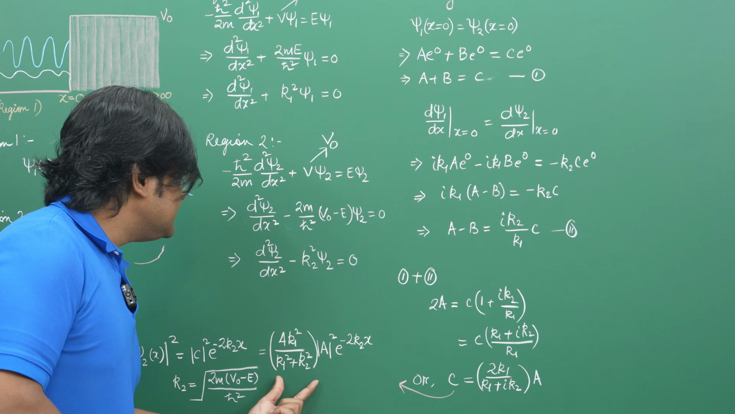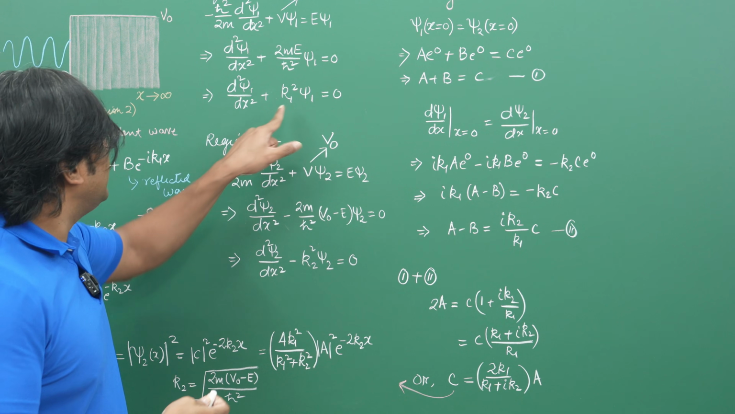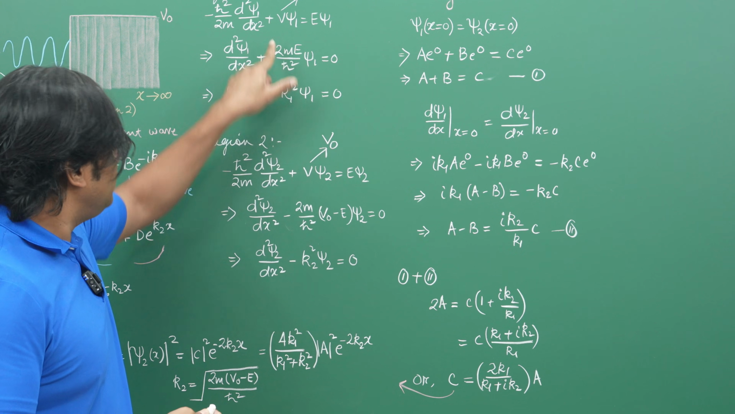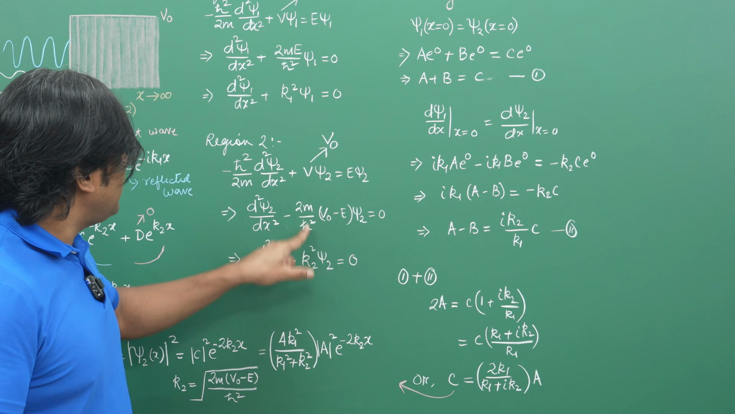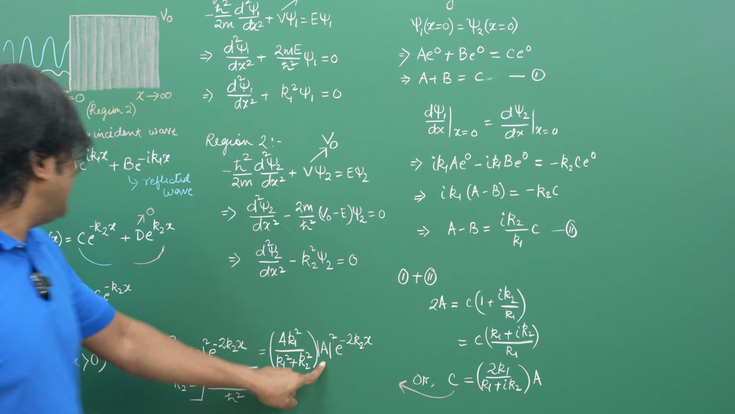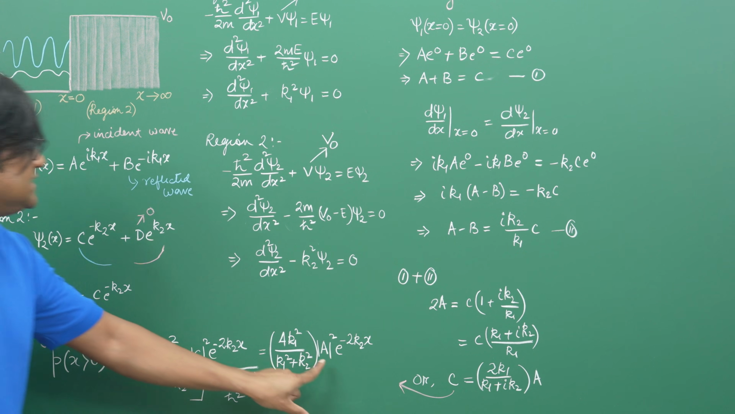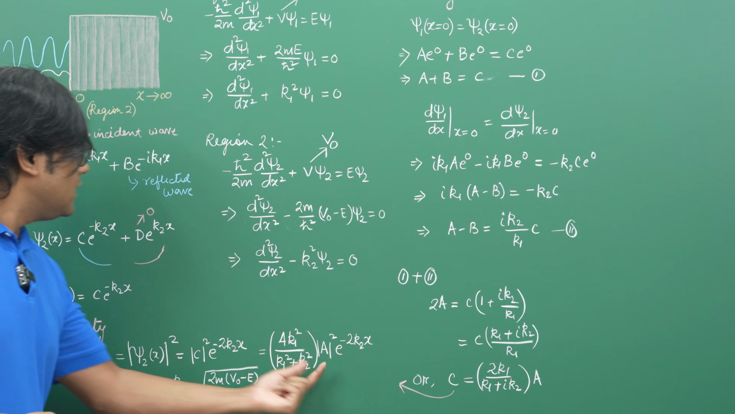These values we can determine from the ratio of the energy of the particle and the barrier. So k1 is square root of 2m E upon h cross square, k2 is square root of 2m (V0 minus E) upon h cross square, right? And A is simply the amplitude of the incident wave. So if we are familiar with the problem, the amplitude of the incident wave basically gives us an idea about what A is.